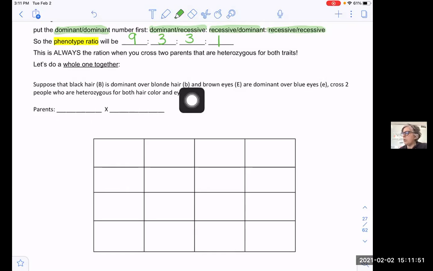So remember, we're looking at two traits here. So we're using B's and E's. So that means these parents are big B, little b, big E, little e. That's heterozygous for both traits. So big B, little b, big E, little e.